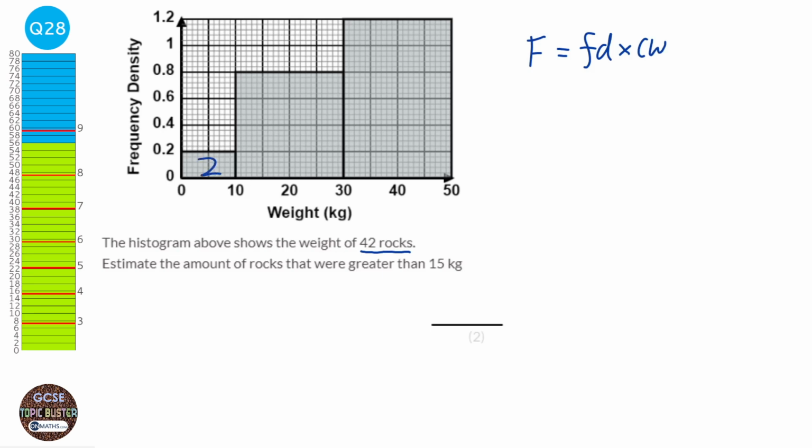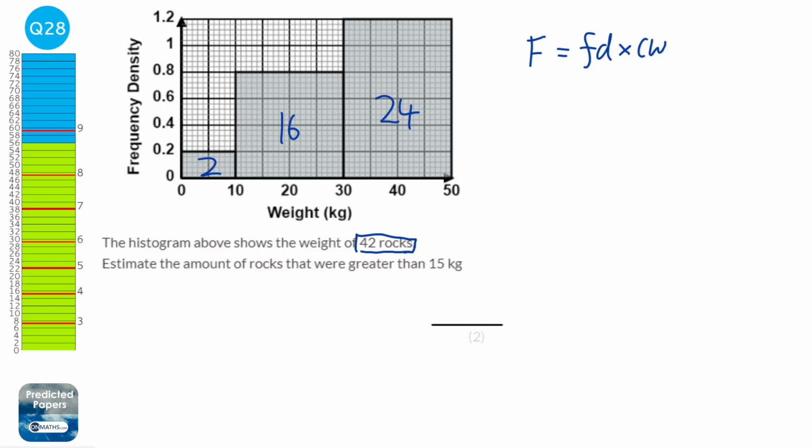The next one has a width of 20 and the frequency density goes up to 0.8. So 0.8 times 20 will be 16. And the last one is a class width of 20 and it goes up to 1.2. So we're going to say that that frequency is 24. So if you do 24 plus 16 plus 2, you actually do get to 42. So we know that that is frequency equals frequency density times class width.